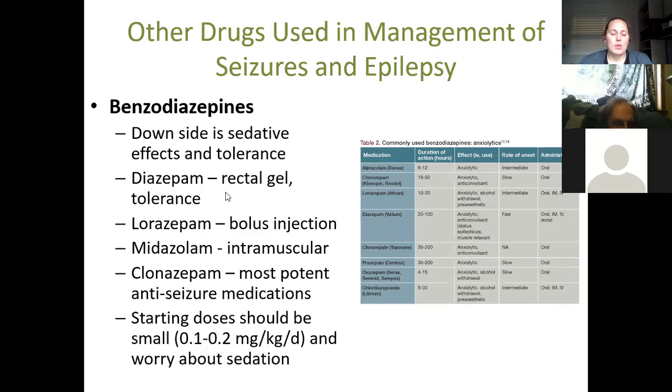I guess something worth noting here, as we're looking at this laundry list of benzodiazepines, is how they differ in terms of their routes of administration.